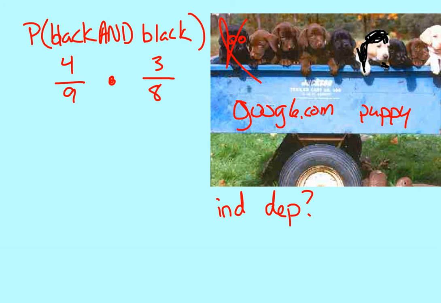Alright, then we just do our math. This simplifies down to 1 over 2. 3/9, I can simplify that to 1 over 3. And then I just have 1/3 times 1/2, which is just 1 over 6. And that's it.